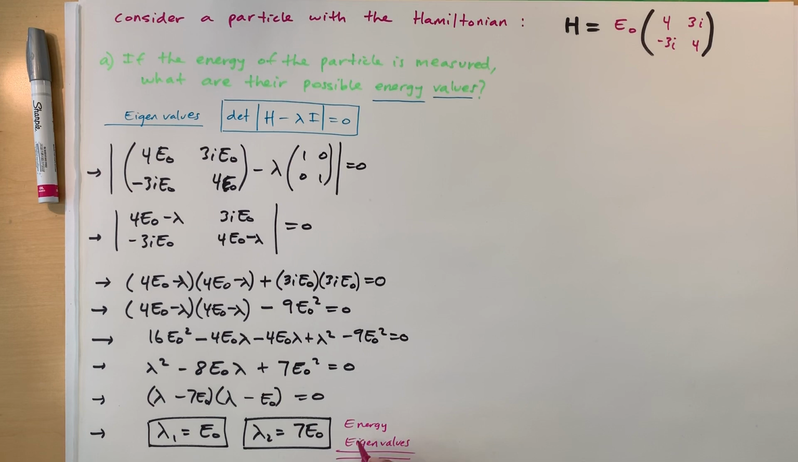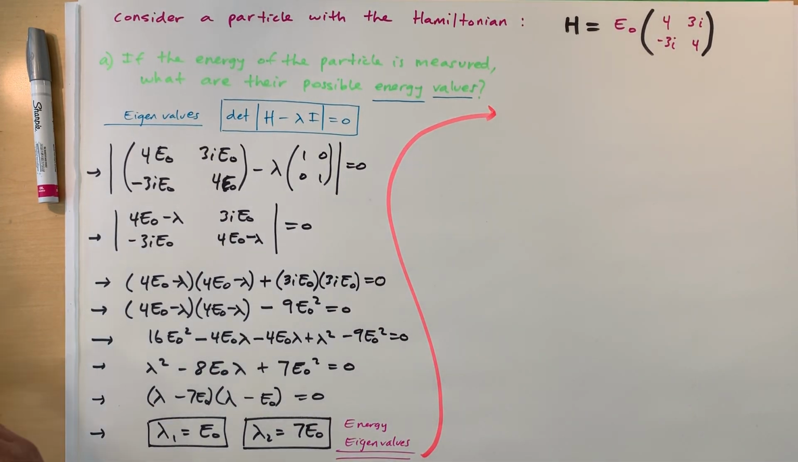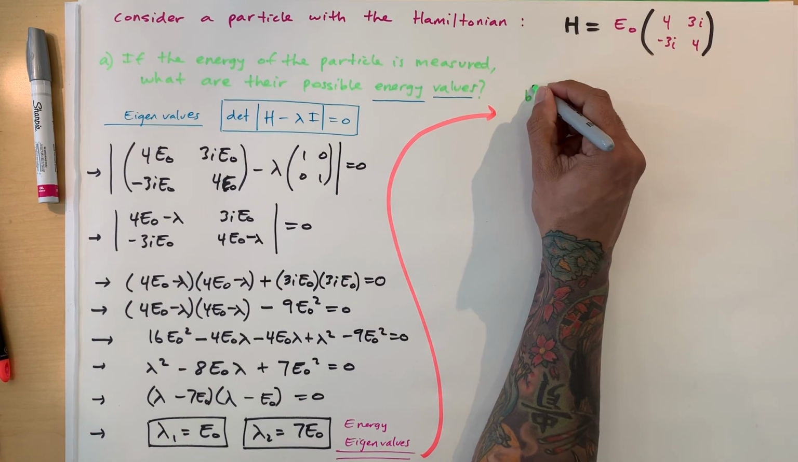These are the energy eigenvalues that correspond with this Hamiltonian. Okay, and now let's move this slightly. Okay, so now let's move over here. Okay, and our next question is, let's see, we got B.